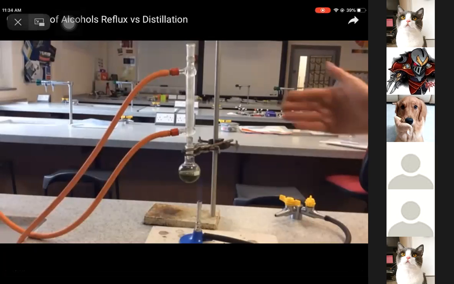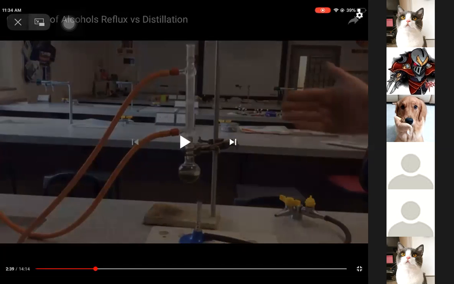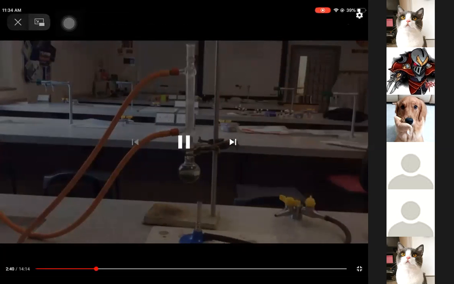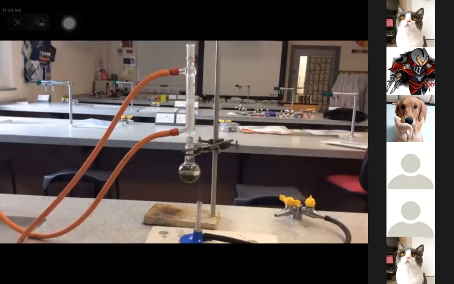Okay, and then when the aldehyde evaporates, remember aldehyde has a lower boiling point, then it will go up and touch the condenser, and then it will drop down to the round bottom flask. So the reaction will continue. If you leave it for some time, it will go eventually to carboxylic acid. That's for the heating under reflux.